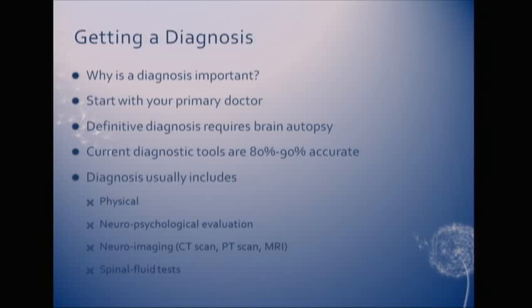So we start with your doctor. A definitive diagnosis still requires an autopsy. People usually don't want to rush right into that. But the current diagnostic tools, and those are listed below, are roughly 80 to 90, 95% accurate because these different tests really look at different things that the brain does.